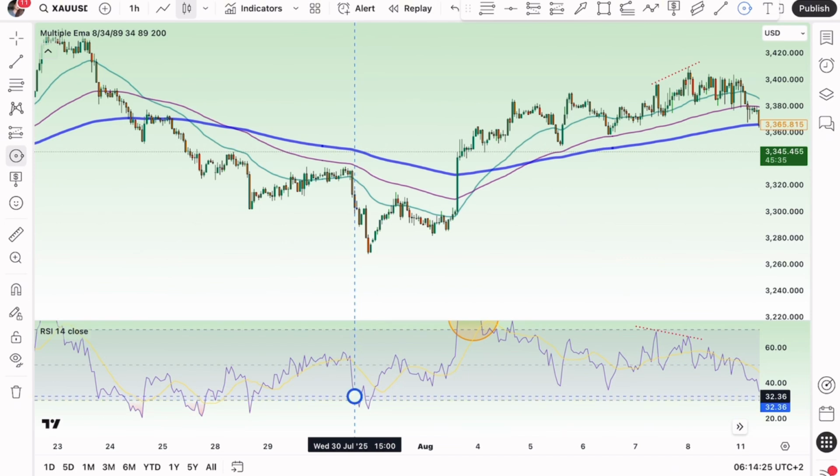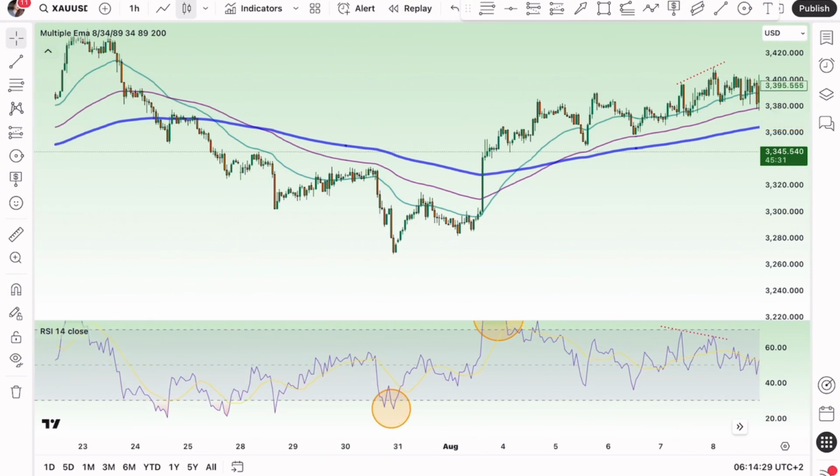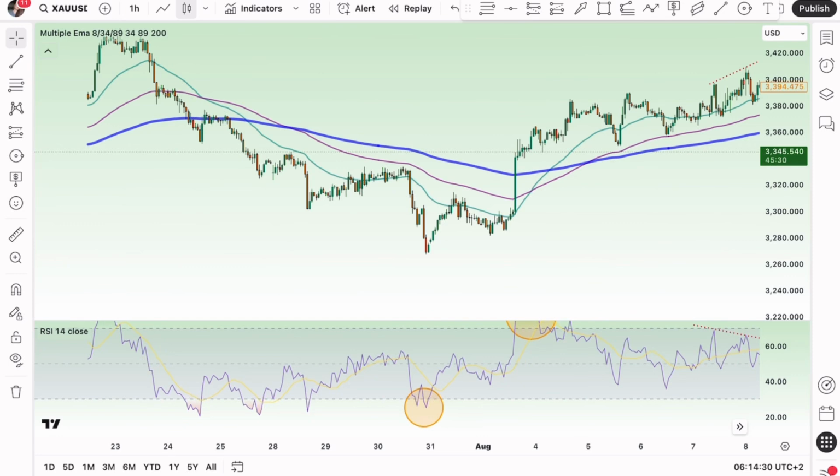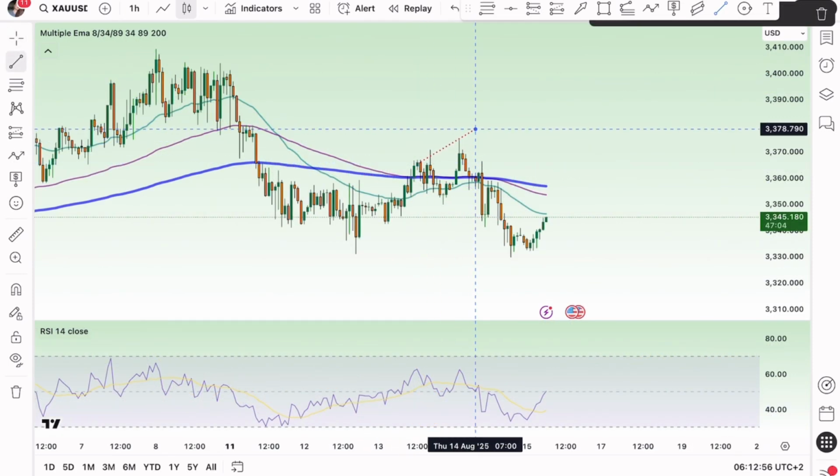And the opposite, bullish divergence, when price makes a lower low, but the RSI makes a higher low. This is a strong warning that the downtrend is losing momentum and a bullish reversal might be coming.